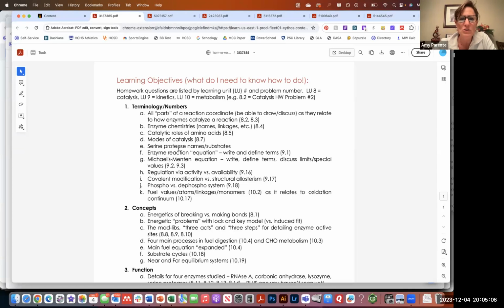Understanding the different modes of catalysis, and then serine protease names and substrates. That was the only one where we really had to associate trypsin, for example, cleaves after lysine and arginine residues. Elastase is small nonpolar, and chymotrypsin is those bulky aromatic side chains. So that's those pieces. I'll go over to the homework in a second, and we'll see some of these pieces there, but I'll pause for a second and see if anybody has any specific questions before we look at the homework. Okay.